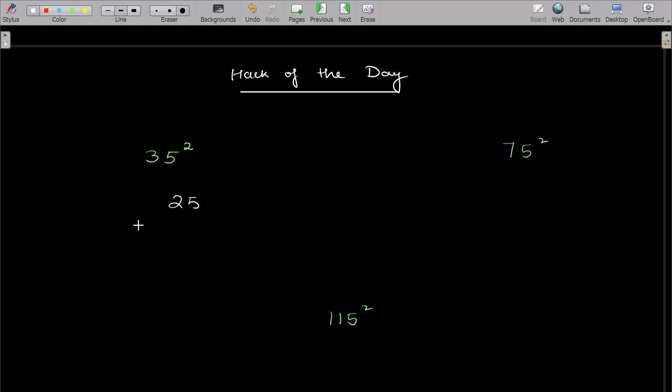In all the numbers which end in 5 and you have to take their square, the last 2 digits will always be 25. Write 25. Then what you need to do is ignore this 5. Then what is left? 3 is left. Write this 3 here.